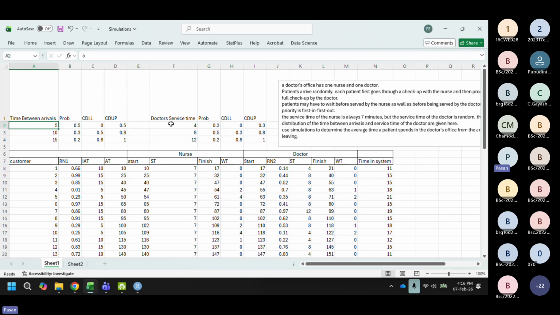And then same thing for the doctor's service time: 4, 8, and 12. So that takes 4 minutes, 8 minutes, and 12 minutes. 30% of the time the doctor will take 4 minutes, and 50% of the time the doctor will take 8 minutes, and very rarely he will take 12 minutes as well. So that's the service time of the doctor.